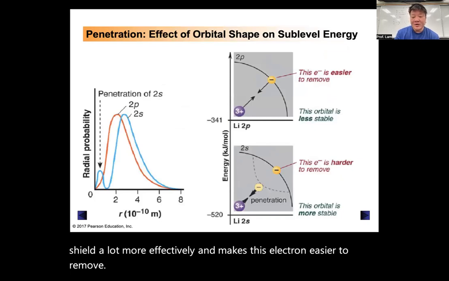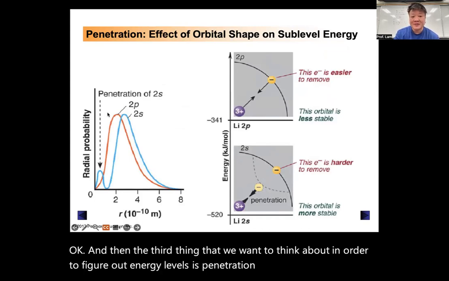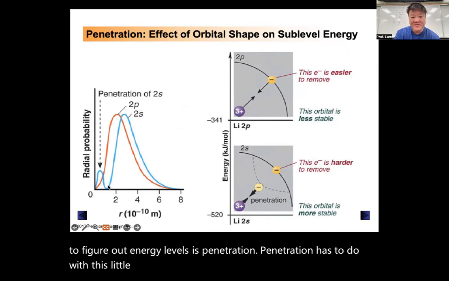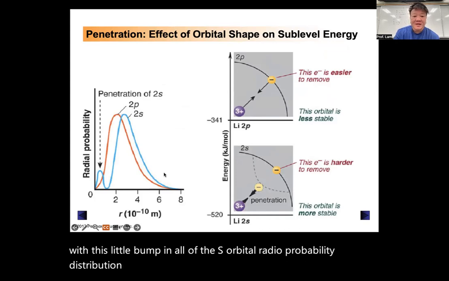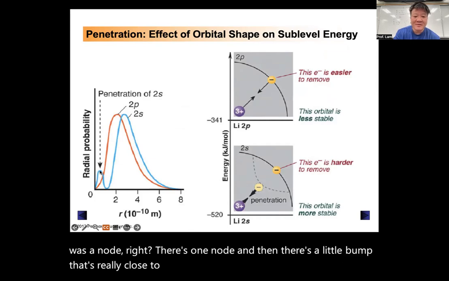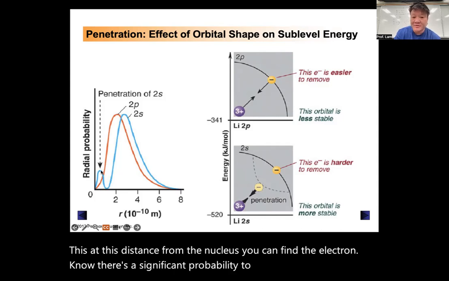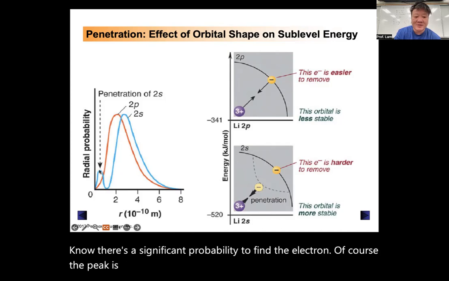Okay, and then the third thing that we want to think about in order to figure out energy levels is penetration. Penetration has to do with this little bump in the s orbital radial probability distribution curve. Okay, so remember that in the 2s, there was a node, right? There's one node, and then there's a little bump that's really close to the nucleus. So that means that at this distance from the nucleus, you can find the electron. There's a significant probability to find the electron. Of course, the peak is out here, right? But you still have this little bump.